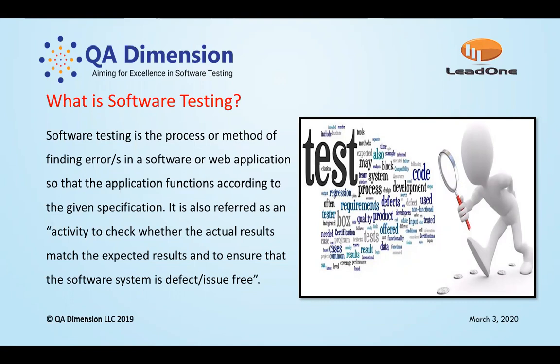Once you know what you're expecting after doing some testing, that's what you need to know. What we're going to train you on is how to do this testing, what methodology and techniques to use, and what else you need to learn to perform it. In book definition, software testing is the process or method for finding errors in a software or web application so that the application functions. An application is nothing but a software; software and application are the same thing.